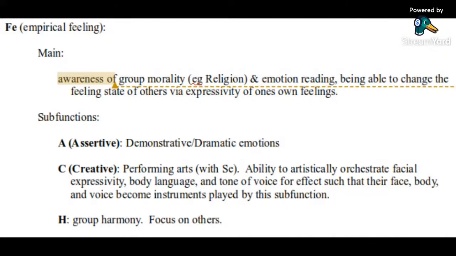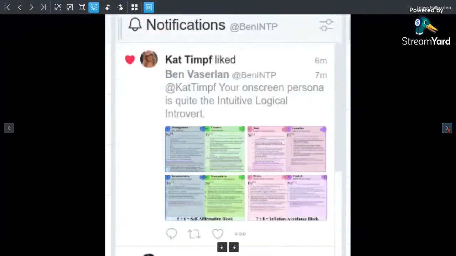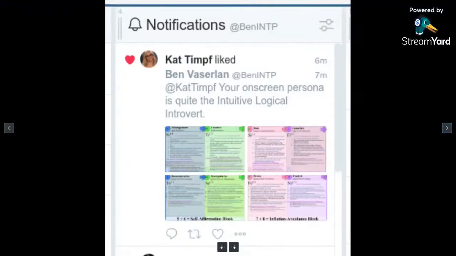And then group harmony, focus on others. They do not care about harmony, INTJ. Focus on others if the person is important to them. What have we got next? Yeah, again, it might be a persona is maybe an extension of her natural personality.